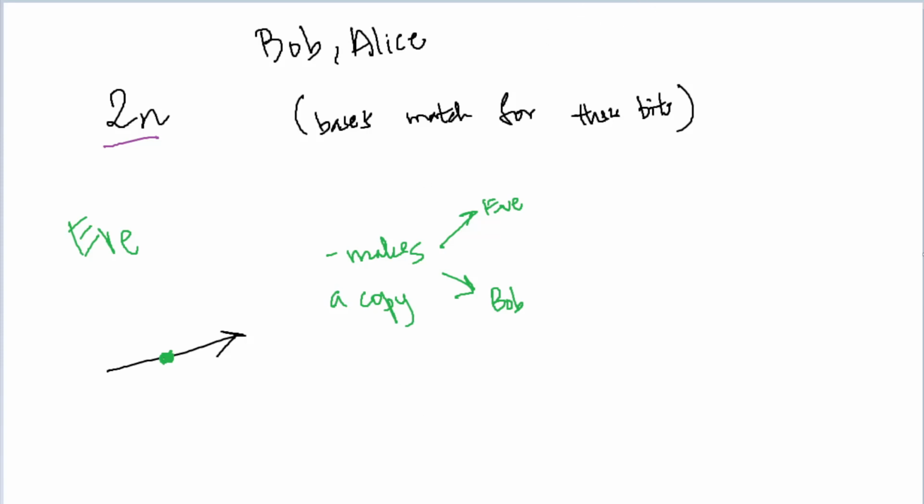Now, what Eve is going to do is she's going to say, hey, I have all these bits here, right? And for each of these bits, she's going to be randomly choosing, in this case, perhaps with equal probability, perhaps not. But let's say with equal probability, she's going to be randomly choosing between the horizontal and vertical bases.